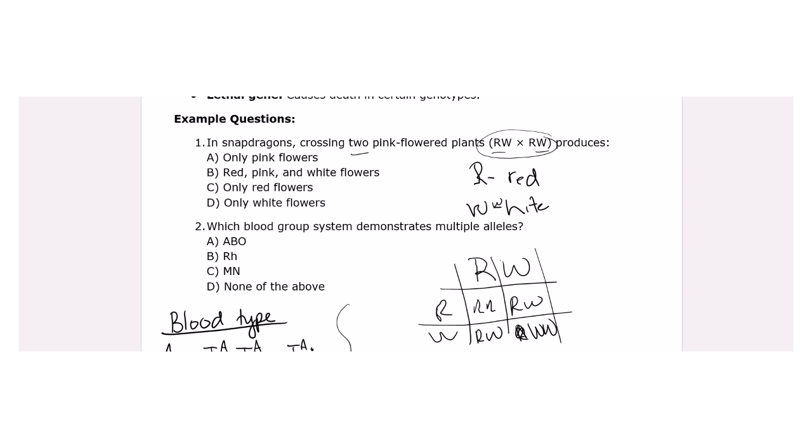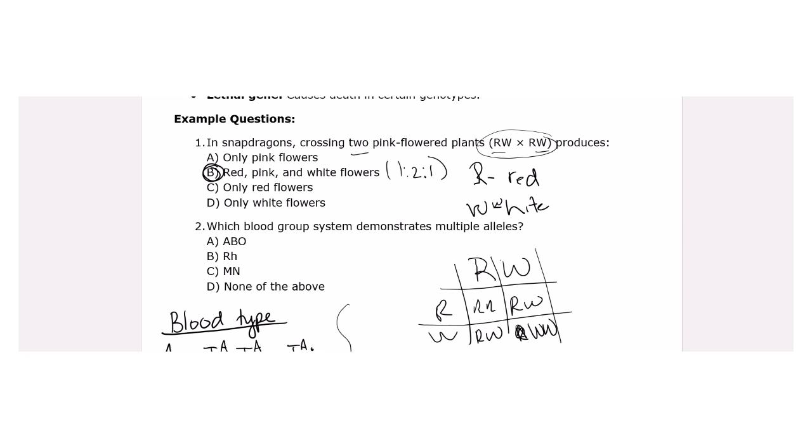All three colors? Okay, what percentages or ratios? 25 red, 50 pink and 25 white. If I were going to do that in a ratio, I would have what? 1 to 2 to 1. Okay, so remember 1 to 2 to 1.